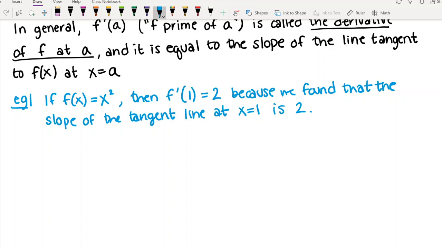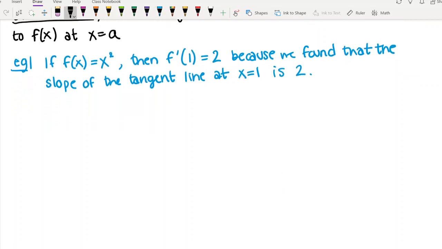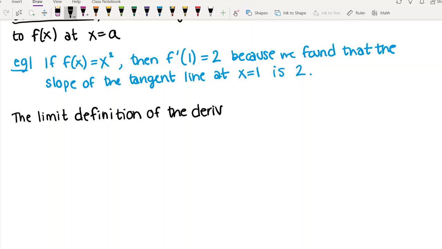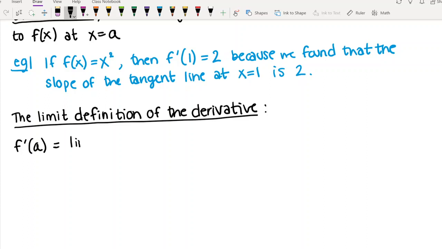Okay, so let's write out now the full-on definition of the derivative. So this is what's sometimes called the limit definition of the derivative. And it's basically exactly what we just did in the last problem, but I'm just going to write it out in a more general form. So f prime of a, which we know means the slope of the line tangent to f of x at a, is always going to be equal to the limit as h approaches 0 of f of a plus h minus f of a, divided by h.